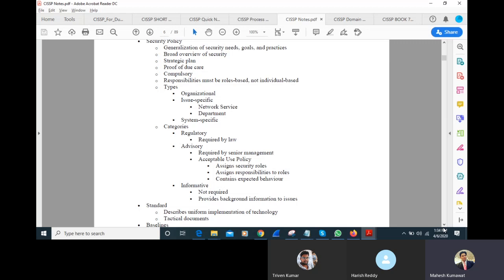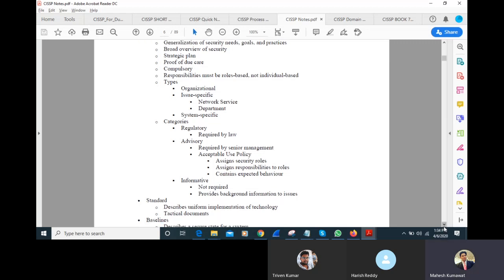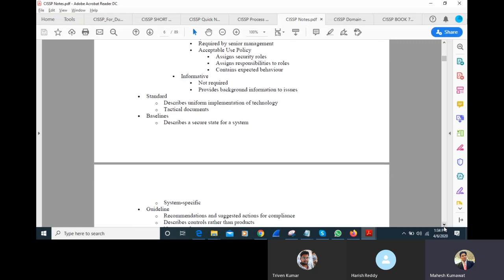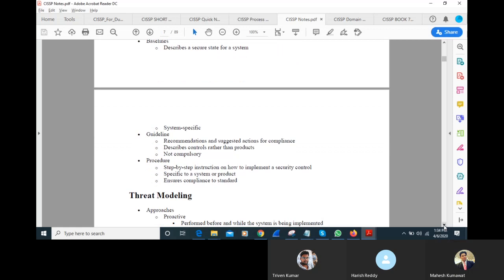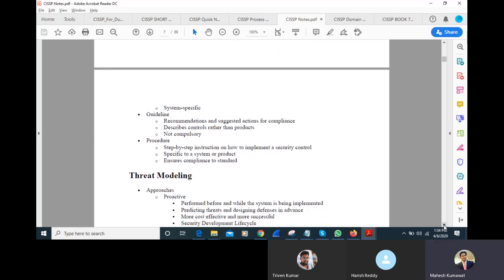Okay, we have some standard policies in time. Standard is basically describing uniform implementation of the technology, technical documents. Baseline describes the secure state of a system; we have different systems. Specific, okay. So somebody will ask you what the guidelines are: recommendations, suggestions, actions for compliance. They describe controls rather than products. Not compulsory. Okay, so guidelines are mostly not compulsory.